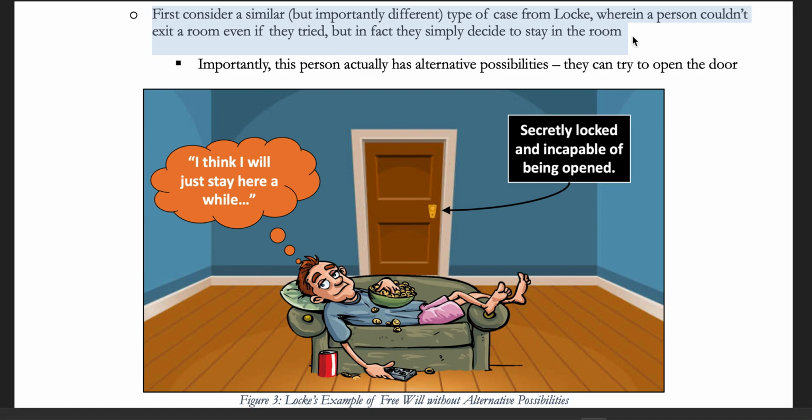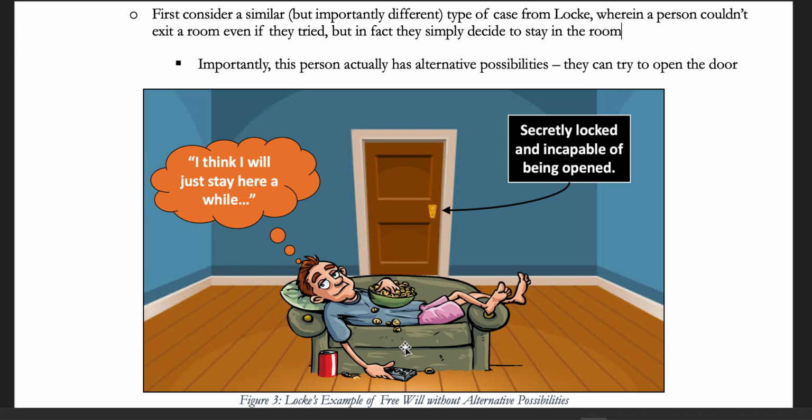Okay, so John Locke proposed this idea that people could be free even though they can't do otherwise. He says, imagine somebody's in a room. The room is locked. There's a door, but it's locked. But it's secretly locked, right? You can't open it. There's no key. You can't break it down, whatever. So you can't actually get out of the room, right? Even if you tried.